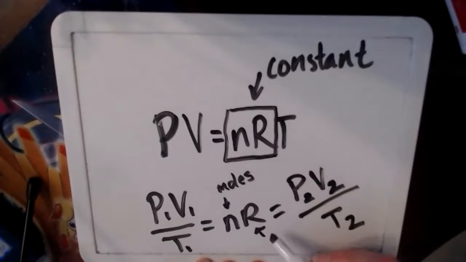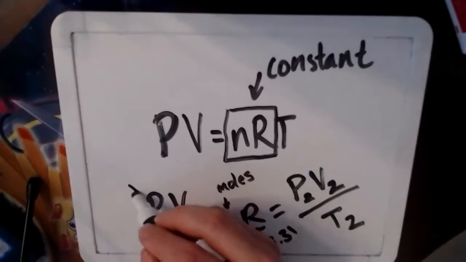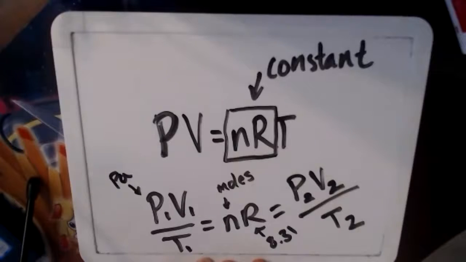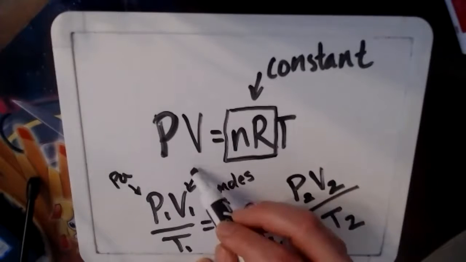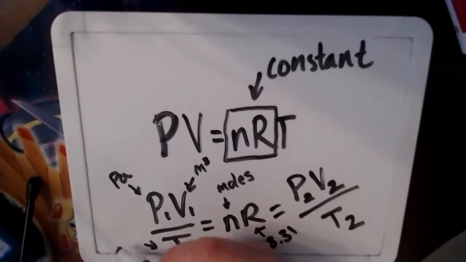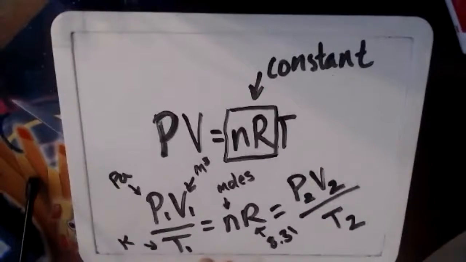This is the ideal gas constant. And for our purposes, we use 8.31. Pressure, we use pascals, which is a Newton per meter squared. For volume, we use cubic meters. And for temperature, we use Kelvin. Keep that in mind in our approach to solving the rest of these questions.